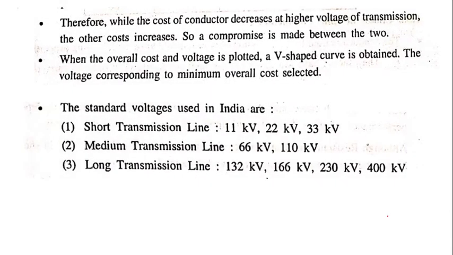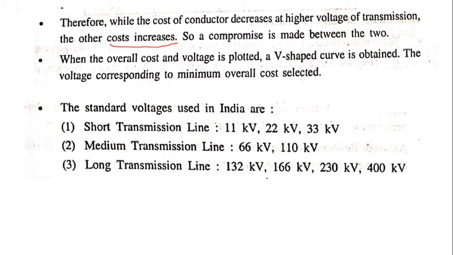Therefore, while the cost of conductor decreases at higher voltage transmission, the other costs are going to increase. Which other costs? This is like the insulator, the tower, then transformer, switchgear, and protection equipment. So a comparison or compromise is made between these two.